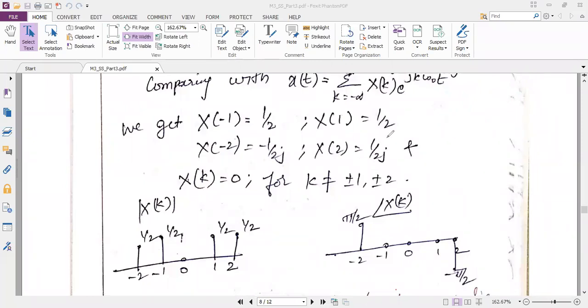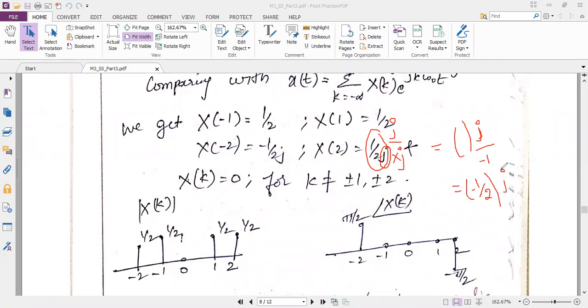Listen here. It is 1 divided by j, j is in the denominator. We should have j in the numerator. Then our consideration of tan inverse of b by a is correct. But here the denominator is having j. If the denominator is having j, I should take the denominator to the numerator. To do that, I will just multiply and divide by j. So in the numerator I will get j, and in the denominator j square is minus 1. So can I take this as minus 1 by 2 into j?